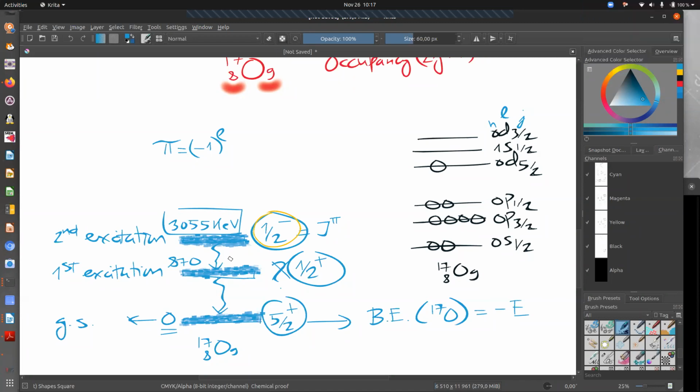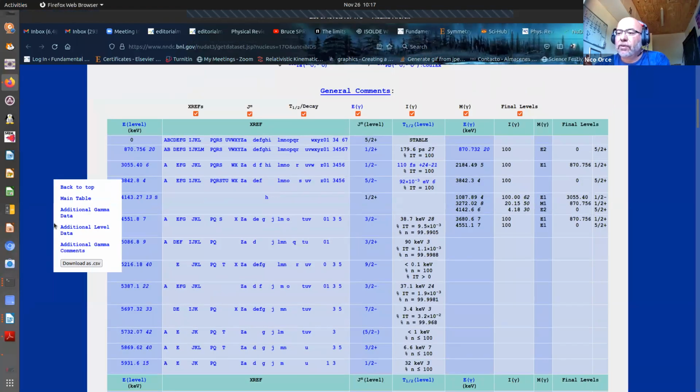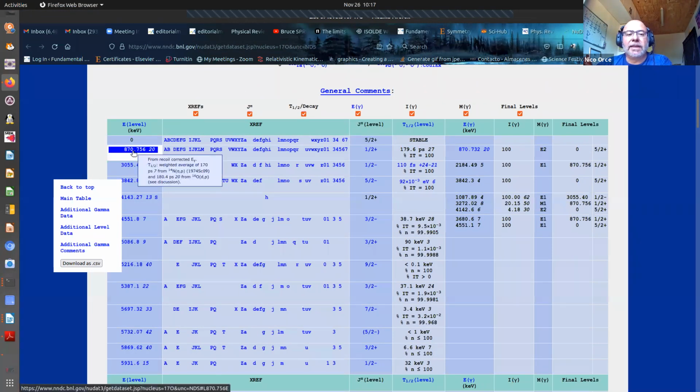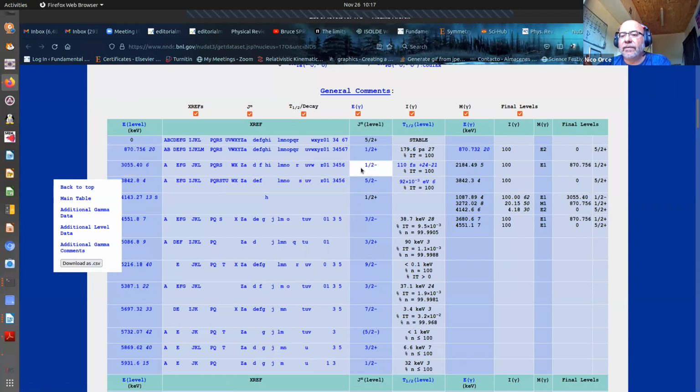Can you please repeat the question? I was going to check if anyone is there, so I missed your question. Okay. So my question is: we have gone through the nuclear data tables, and this is the evaluation for oxygen 17, and we know that the ground state is J pi 5/2 plus. The first excitation is at 870 keV energy here, and it's a 1/2 plus. And the next excitation is at a much higher energy, 3.055, and is a 1/2 minus.